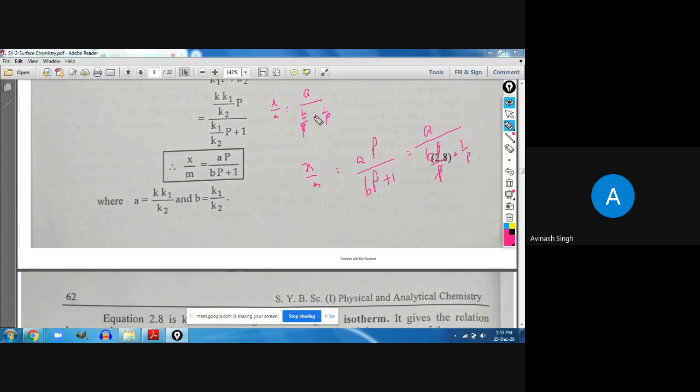अब इसको इधर लेके जाते हैं. सो इट विल बिकम B प्लस 1 बाई P इंटू x बाई M इज इक्वल टू A. ठीक है. Yes, sir.